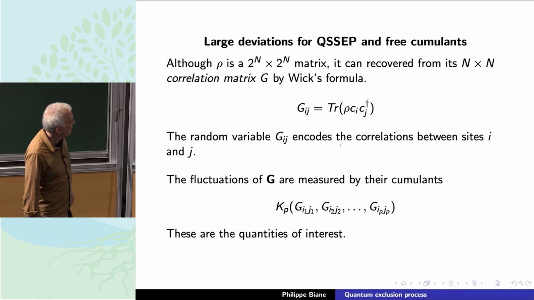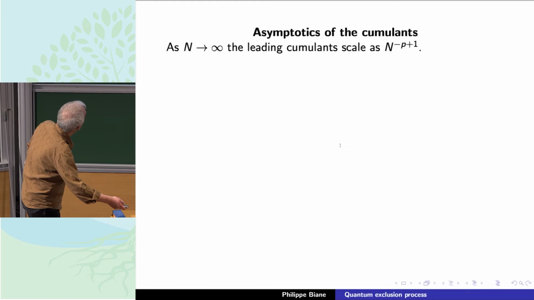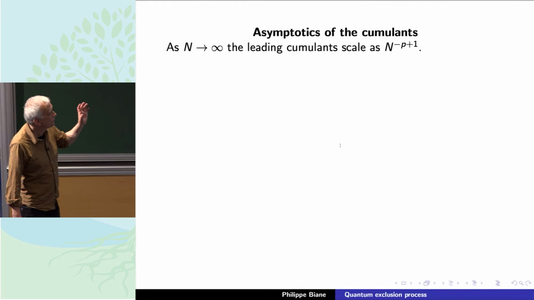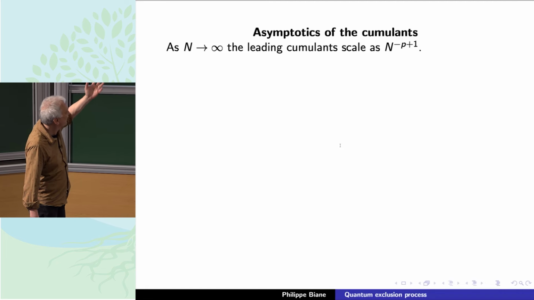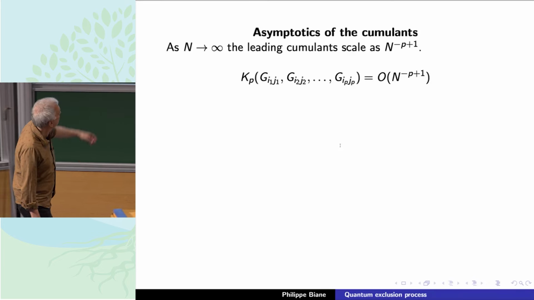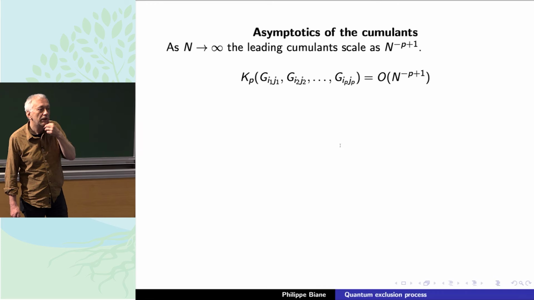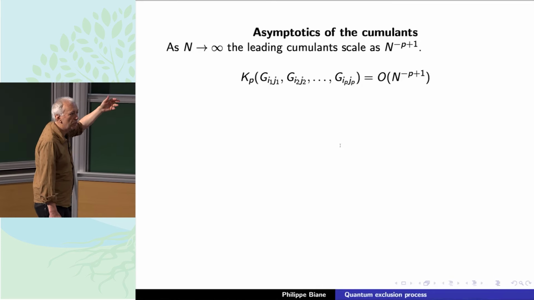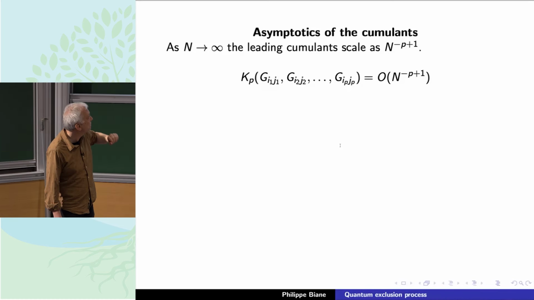Okay, so these quantities are the ones that we would like to evaluate asymptotically. When n goes to infinity, the leading cumulants, we know they scale like n to the minus p plus 1. So in other words, if I look at this quantity, it's a big O of n to the minus p plus 1. But among all these quantities, many of them are just negligible. Only a few of them are really of this order, n to the minus p plus 1.